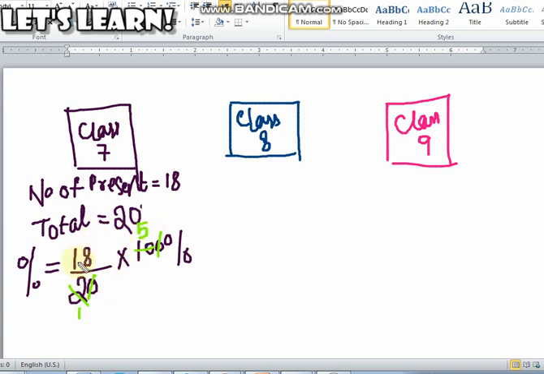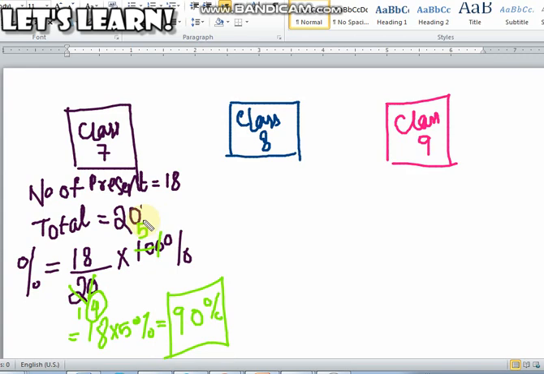Now we are left with 18 and 5, so I'll be multiplying them. So 18 into 5 gives me what? If you see over here, 5 8s are 40, so 0 comes down here, 4 goes up as the carryover, 5 1s are 5 plus 4 is 9, so our answer is 90%. So we know that 90% of the students are present in grade 7.